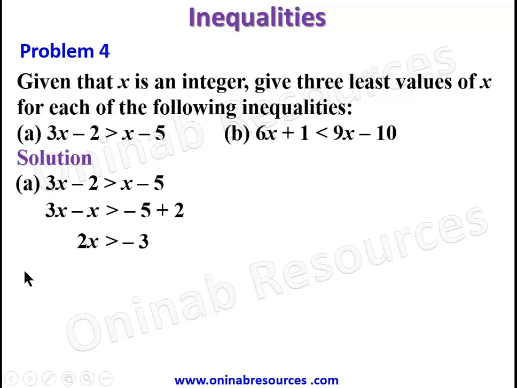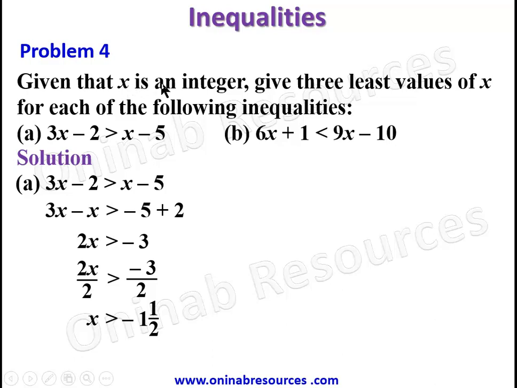Then we divide both sides by 2. Since we are dividing both sides by 2, it does not affect the inequality symbol. So we have 2x divided by 2 greater than negative 3 divided by 2. Because we are dividing both sides by a positive number, it does not affect the inequality symbol. Even though the right hand side is negative, it has no effect. Now 2 cancels 2 here, we are left with x greater than, we change this to a mixed fraction so that we now have negative 1 whole number 1 over 2. So x is greater than negative 1.5.